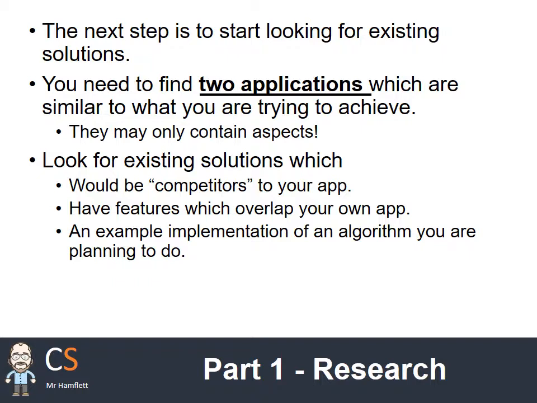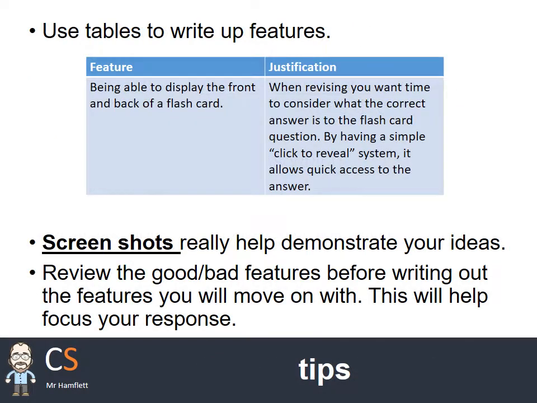Okay, so in order to start writing up your research, you want to first of all explain what the app is and what it does, and then have tables. Okay, tables of the features you want to include and tables of the features you don't think are important. The key to writing it up is in the justifications. Okay, analysis is all about justifying your reasoning.